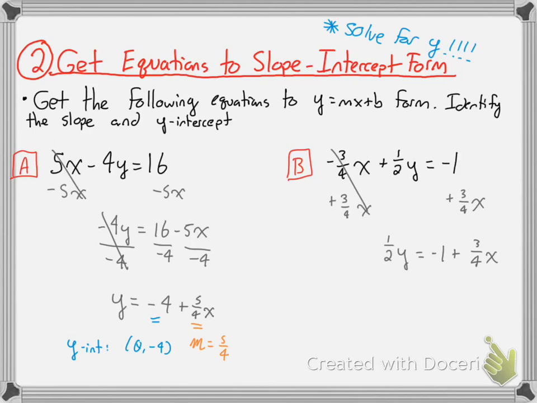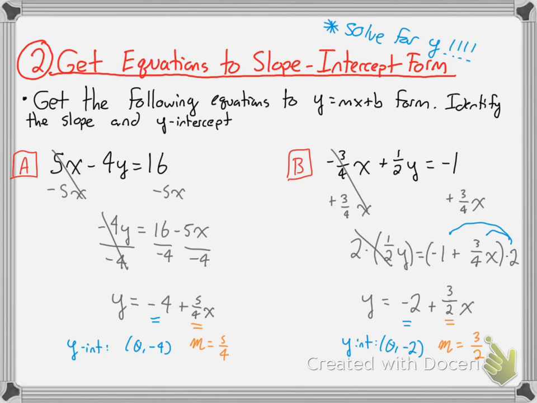So I'm going to multiply both sides by 2 here. When I do that, these cancel out. Multiplying both terms by 2, so distributing, I'm going to get y equals negative 2 plus 6 over 4x. That 6 over 4 is going to simplify to 3 over 2. And now I'm in simplified slope-intercept form. My slope is up 3 over 2, and my y-intercept is (0, -2).